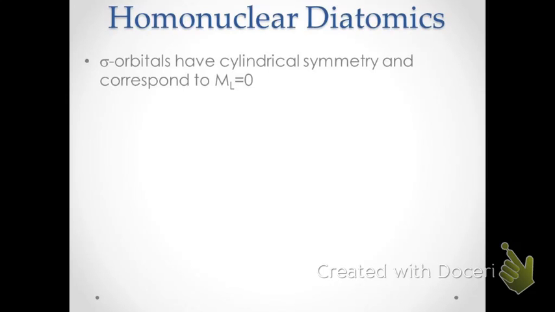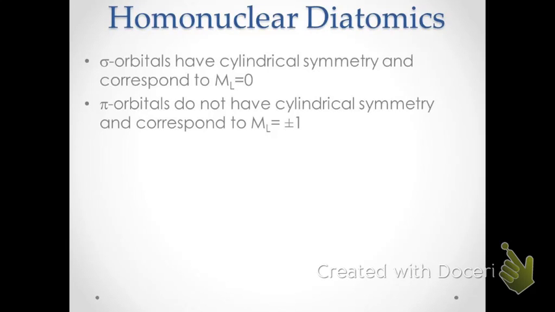Sigma orbitals, which we introduced in the previous video, will be found to be those orbitals with what we call cylindrical symmetry, meaning that we can rotate these about the internuclear axis and find them unchanged. And more importantly, all sigma orbitals correspond to m sub L quantum numbers equal to 0. That is, the angular momentum with respect to the z-axis is equal to 0 for sigma orbitals.